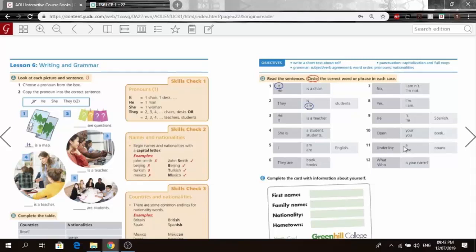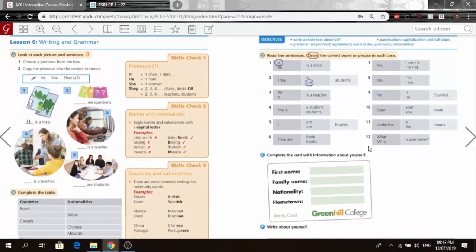11. Underline a or the nouns. Obviously we use the because nouns are plural, so underline the nouns. And a, if it was one noun, if it said noun here, we would have used a, but it says nouns, so we're going to use the. Number 12, what, who is your name? I can't say who because we're not talking about a human being here, so what is your name? Okay, hope that was easy enough.